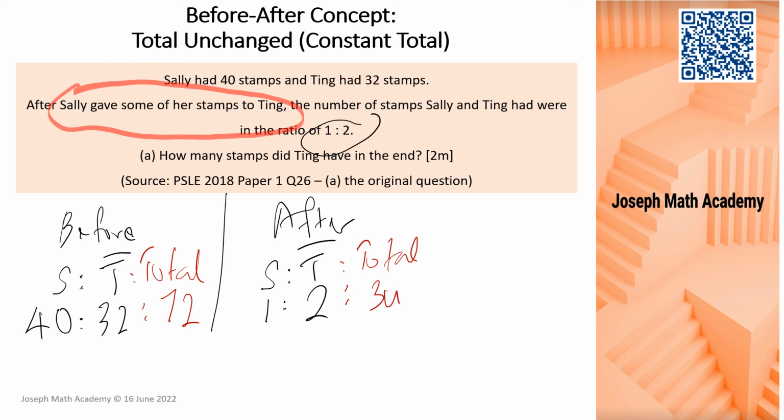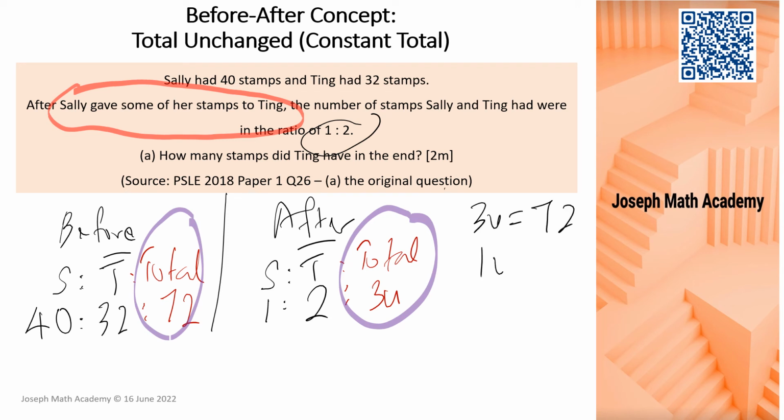Because it is internal transfer, total unchanged, I can very clearly say that these two must be the same. All right, so I'm going to write down an equation. 3 units must be 72. 1 unit will be 72 divided by 3. That gives me 24.